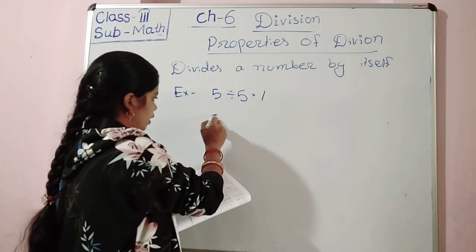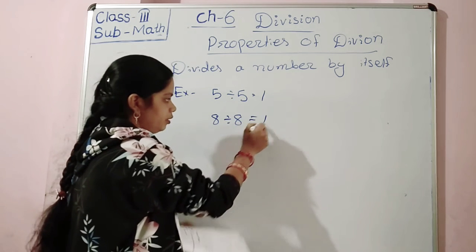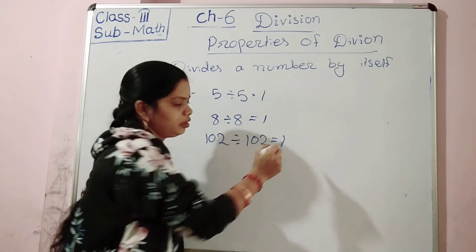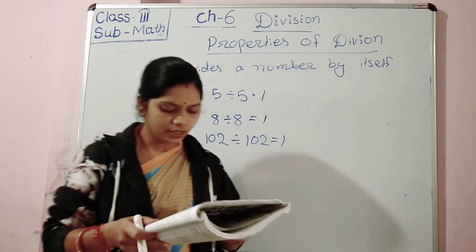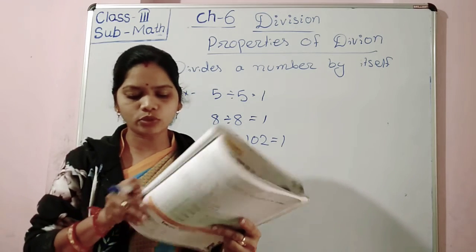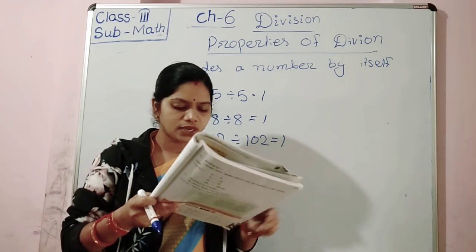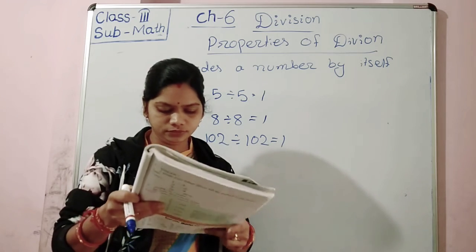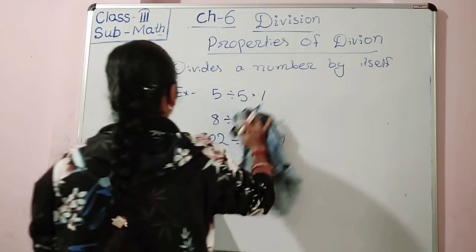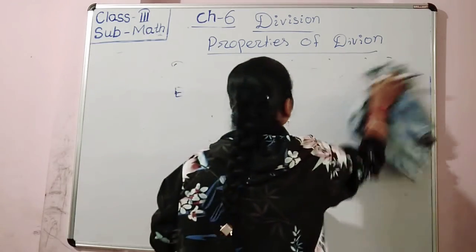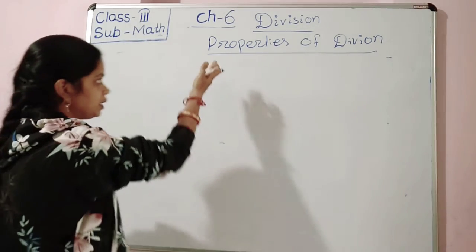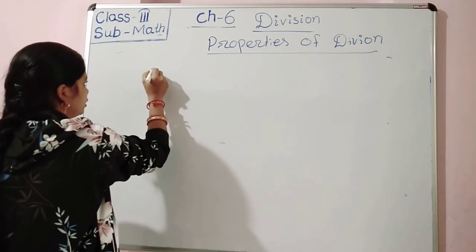Or suppose 8 divided by 8 is equal to 1. 102 divided by 102 is equal to 1. Okay. In this way, every number divided by itself exactly gives 1. Okay. Next, dividing by 1. देखो, what is the second rule saying? That is the first rule. It is the second rule.